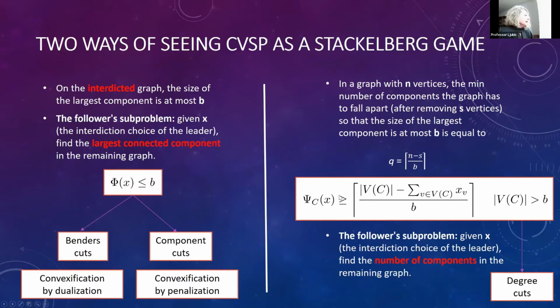And of course, we will have to get rid of this rounding because we will just simply remove the rounding and work with slightly weaker constraints. So for the rest of the talk, I will actually focus on the largest connected component, and I will explain these two. And analogously, convexification by penalization will be applied to these cuts as well.